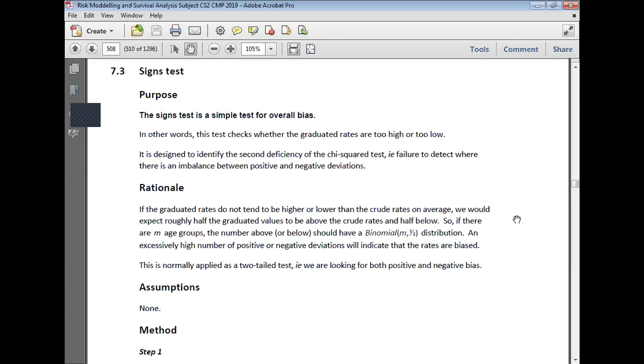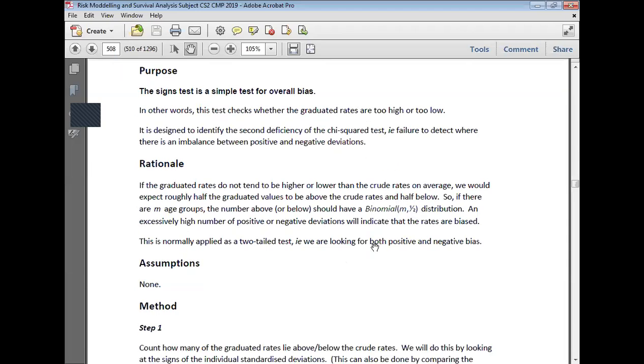But again, not every time will we have a large enough number of age groups to approximate it to a normal. And if that is not the case, then we say that the numbers follow a binomial distribution, where m is the total number of age groups that we look at and half is the probability that it is positive. So we'll have a look at the number of z_x that are positive. Half is the probability that we want them to be positive because we expect them to be fairly distributed among the positive and the negative values. So if you have more positives or more negatives, then that would suggest in a way that the graduated estimates that you have are biased in nature.